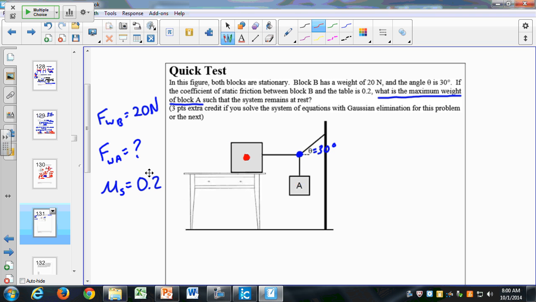In just a second, I'll start with the red dot on block B. What I'm going to get then will be a system of 4 equations, and I'll be able to solve those in some way to find the maximum weight of block A. So on block B, I have 4 forces. What are they?